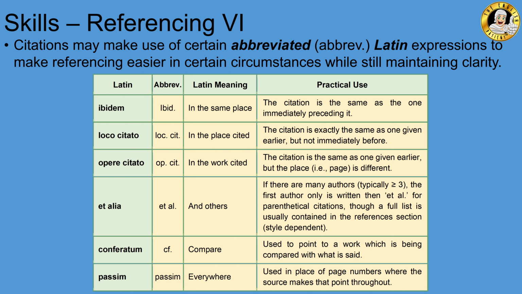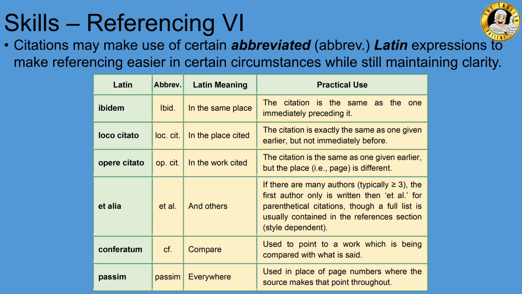Loco citato, loc cit, means in the place cited, and you can use this if the citation is the same as one given earlier, but it is not immediately the one that you just gave the time before. Opere citato, op cit, means in the work cited, and this is used when the citation is the same as one given earlier, but the place, the page number for example, is different. So you would put op cit and then change the page number.